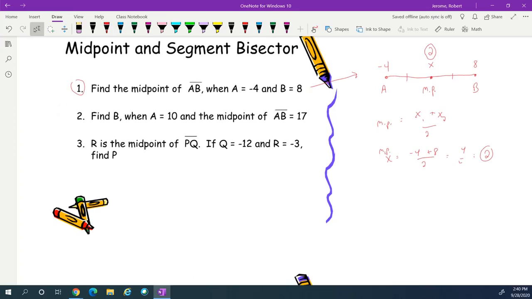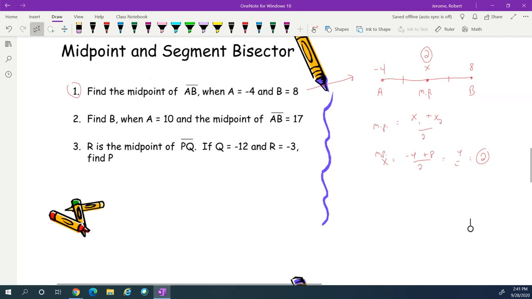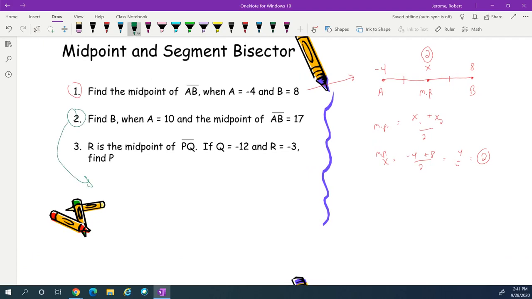Let's look at number 2. They're asking for something different, but the way we're going to do it is exactly the same. Number 2, I'm just going to bring it down here. So again, segment AB. Right? So I need an A and a B. A is 10. B, I don't know. B is what we're looking for. The midpoint is 17, so the middle is 17. Now, you got to get those things plugged into the right spot.